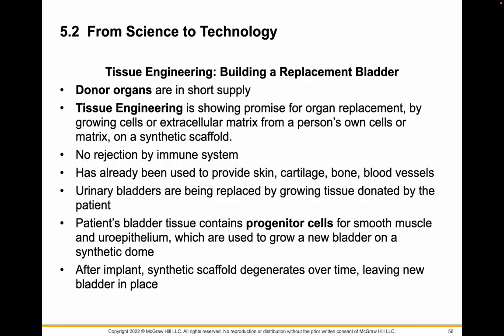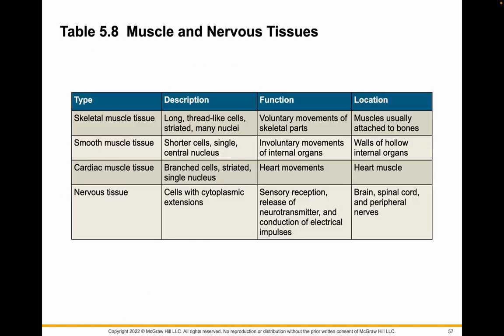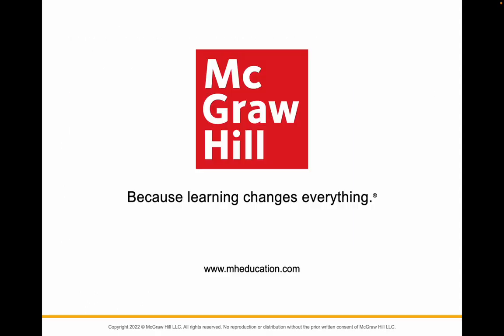And you can read about progenitor cells and donor organs, and how they grow tissue. And here is a table of muscle and nervous, and that is the end of chapter 5. So you'll have a lab and you'll have a practice over this material to help you for your Unit 2 test.